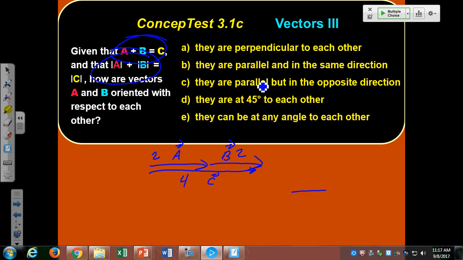Because if they were any other way, like if they were oriented like this in a right triangle, this would be 2, this would be 2, this would be the square root of 8, right? The square root of 2 squared plus 2 squared. It's going to be some value less than 4. Anytime they go away from being parallel to one another, the sum of them is going to be some value less than the sum of the magnitudes. They have to be parallel and in the same direction.